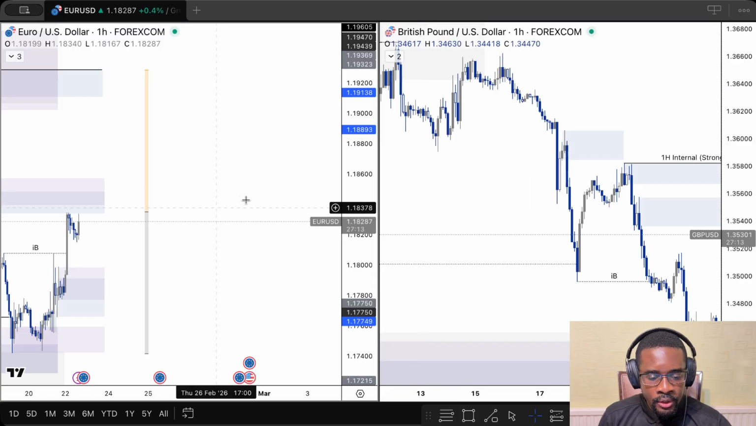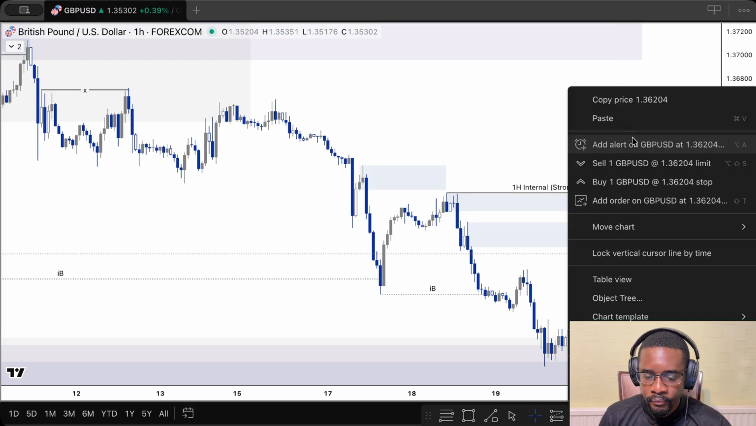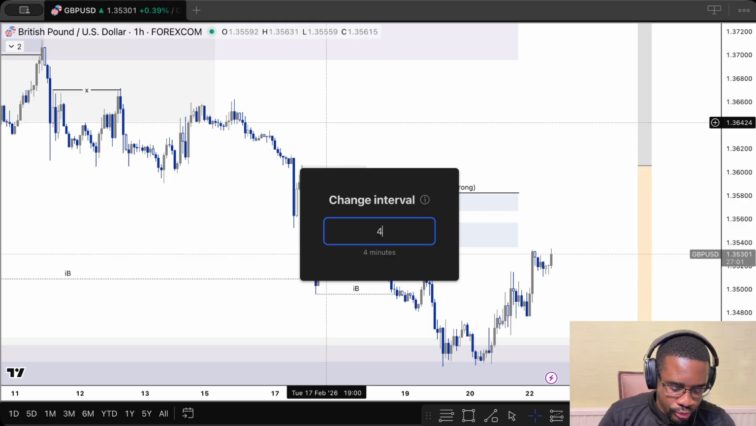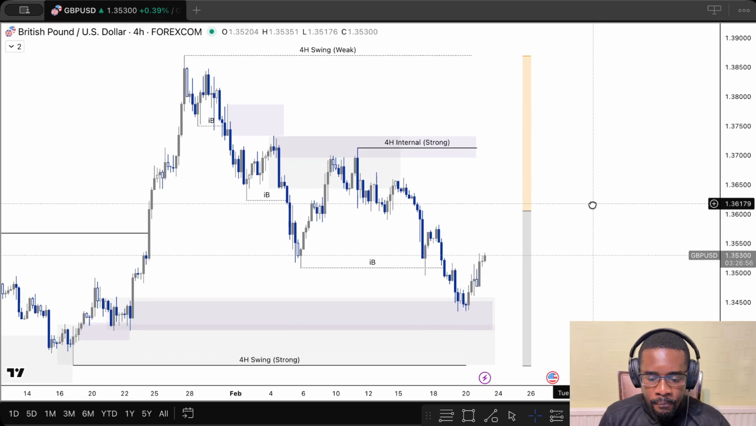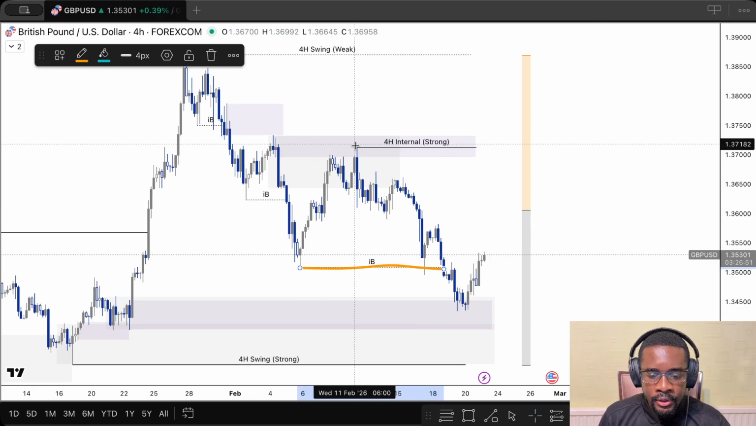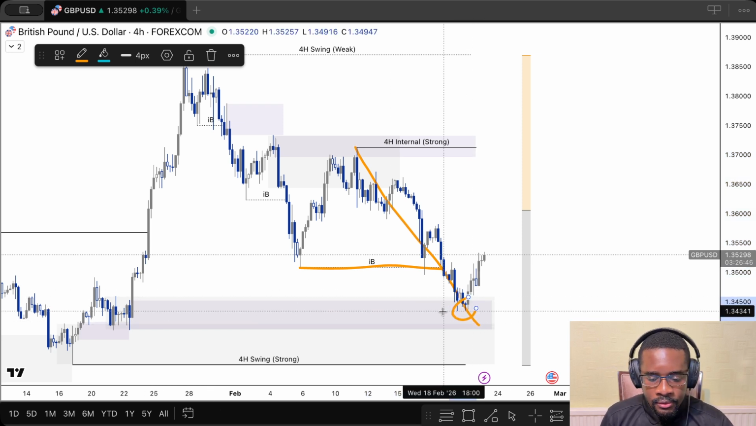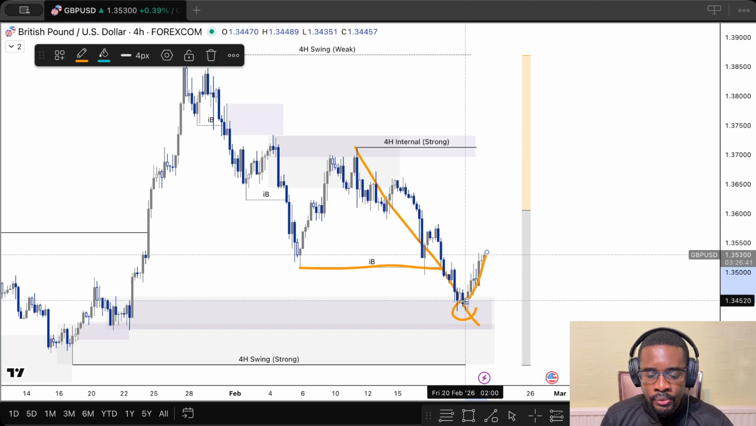So that's it on the Euro USD, and then looking at the pound. Looking at the pound, on the 4 hour, we broke our internal structure. We had this bearish push, and then we mitigated this demand, and now we're having a bullish reaction. So this could be the start of a sub-internal pullback.